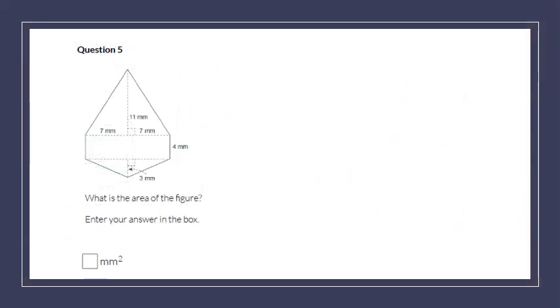Okay, question number 5. What is the area of this figure? Okay, so I see several different things. I see the rectangle here. So let's find that first. I see the length of the rectangle is this 7 plus 7, so this is 14. And the height is 4.